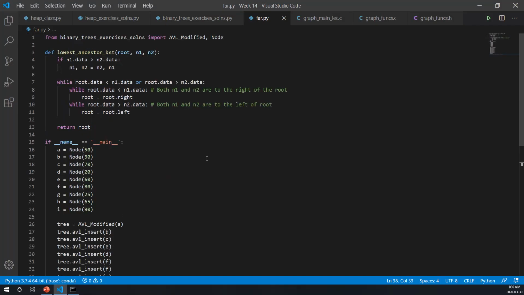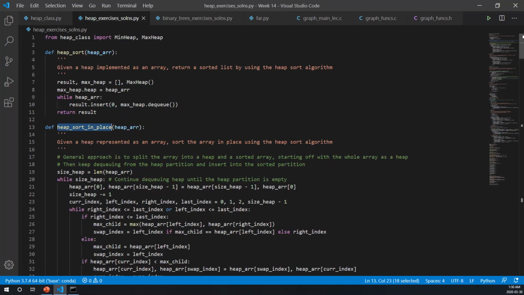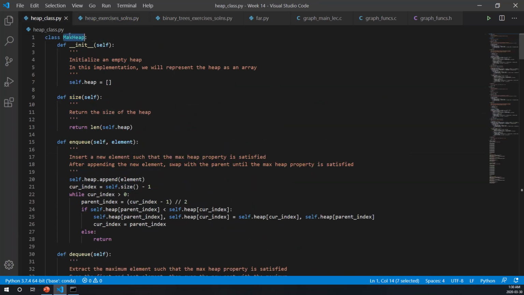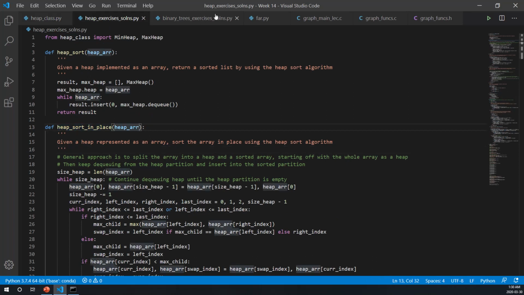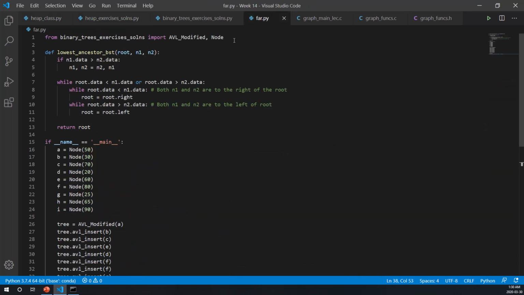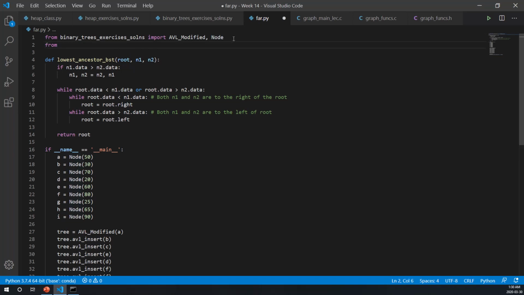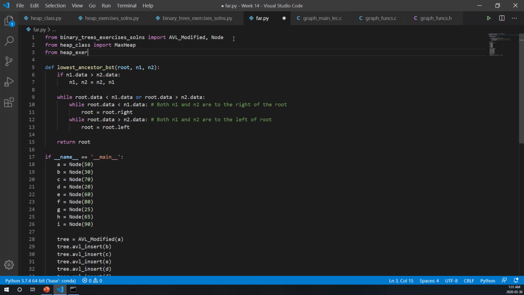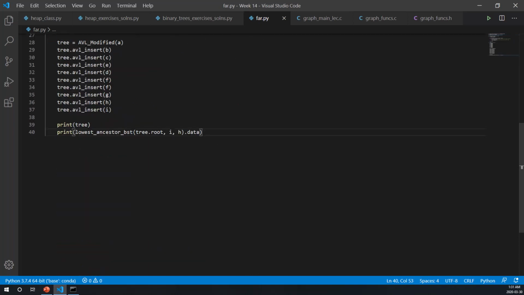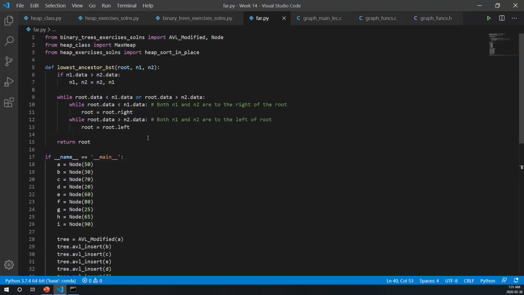Okay, so I'm going to make use of the heap class that I provided for you guys, and also the solutions for the heap sort function. So I'm going to use the max heap and heap sort in place functions that I have, and I'll do that by importing them. From heap class, I'm going to import max heap. From heap exercises solutions, I'm going to import heap sort in place. Thank you, autocomplete.